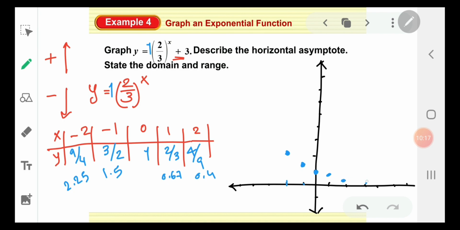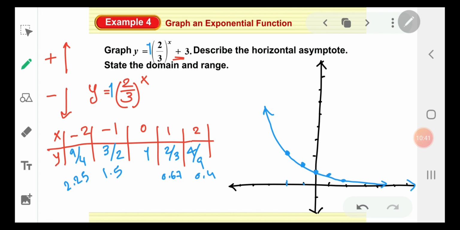And as you keep putting values, it would be very close to the x-axis. You don't really need to find all those points. You just need points to be like a guide for you. And of course, in the original basic function before transformation, the x-axis is the horizontal asymptote. The graph falls all above this line.